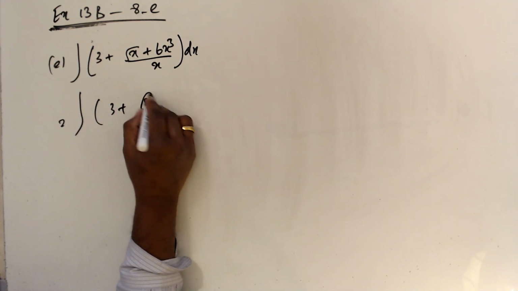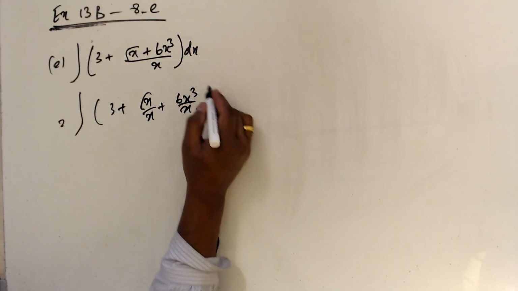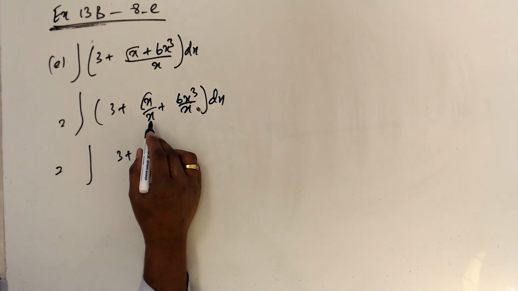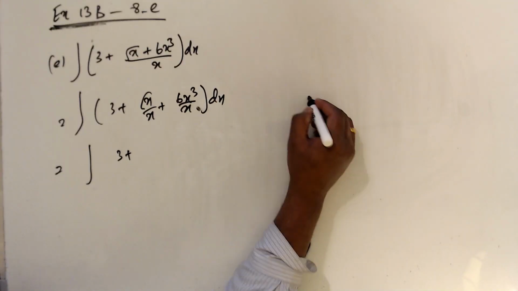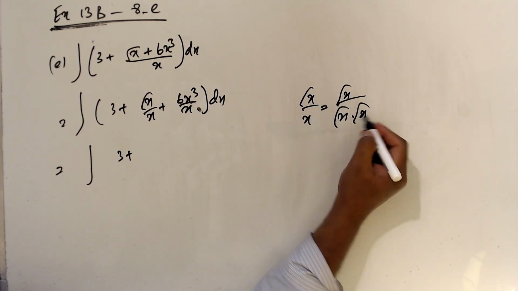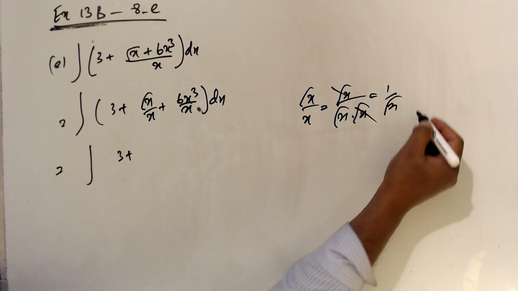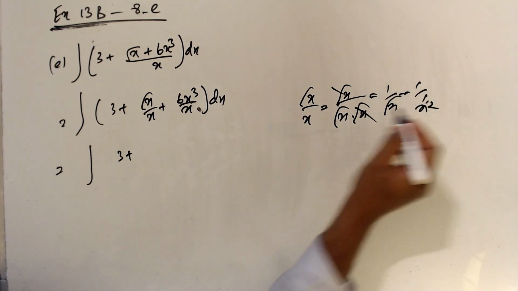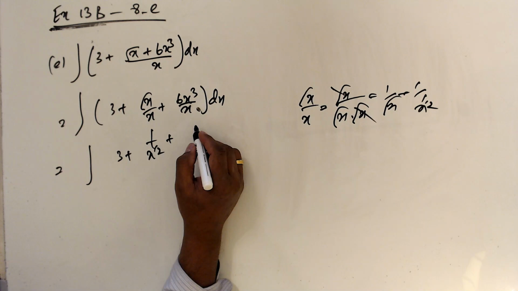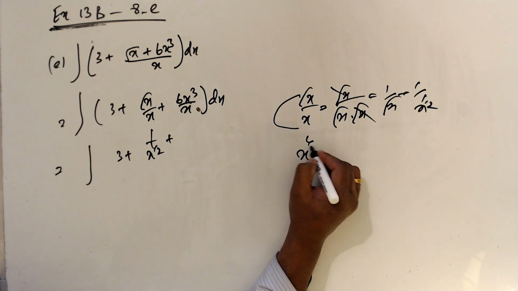3 plus x square root x over x plus 6x cubed over x dx. So this is 3 plus square root x over x, which means 2 square root. So this cancels out: 1 over x square root x, or 1 over x half. So this is 1 over x half plus, or you can write it like this as well. X square root x means x half over x.